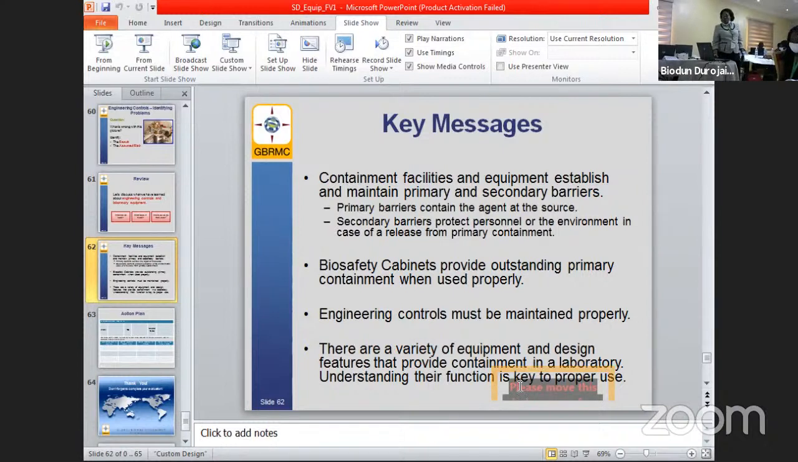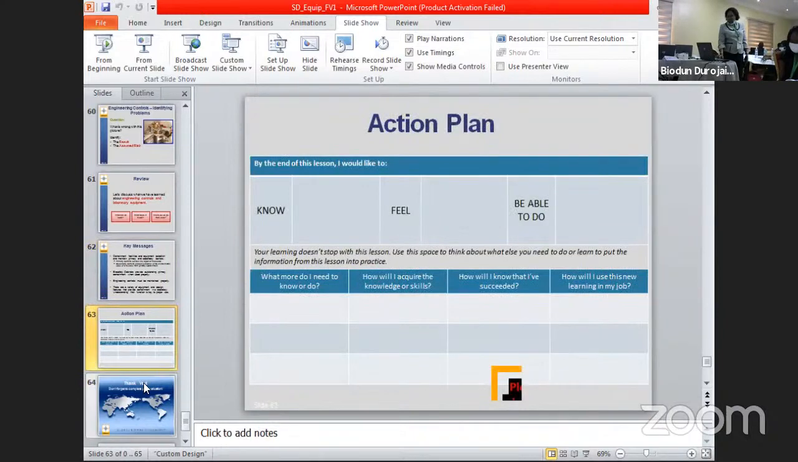So you have your learning contracts, the action plan, and thank you for listening.